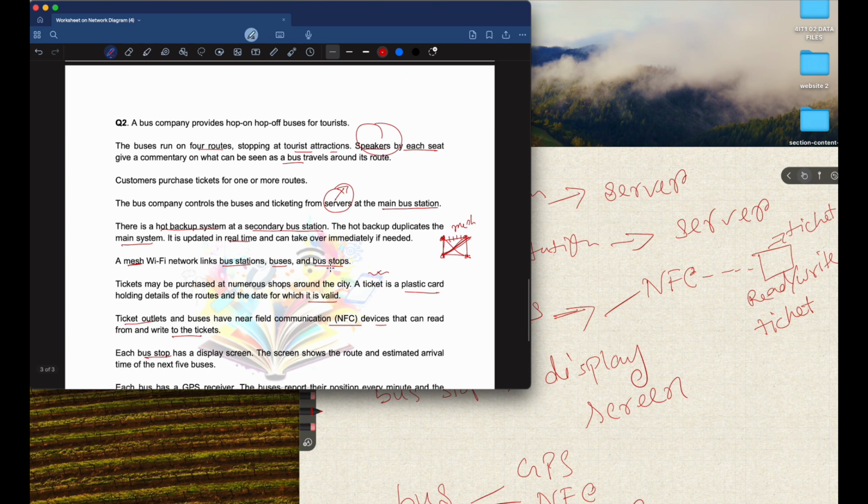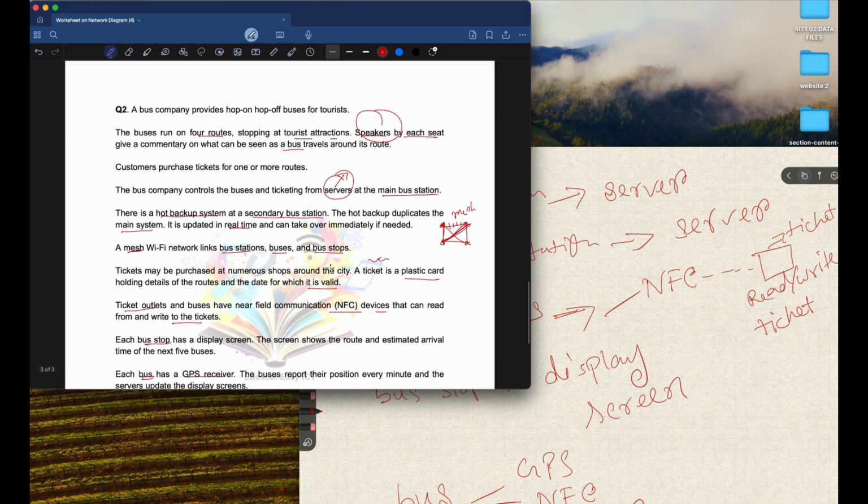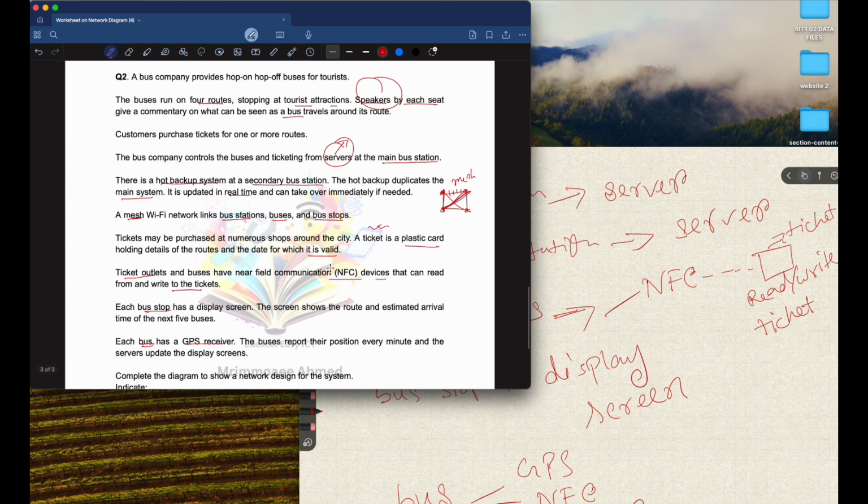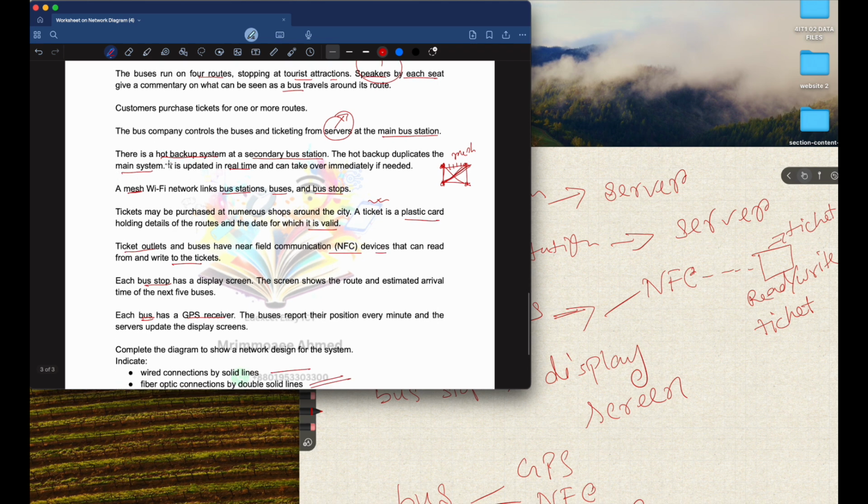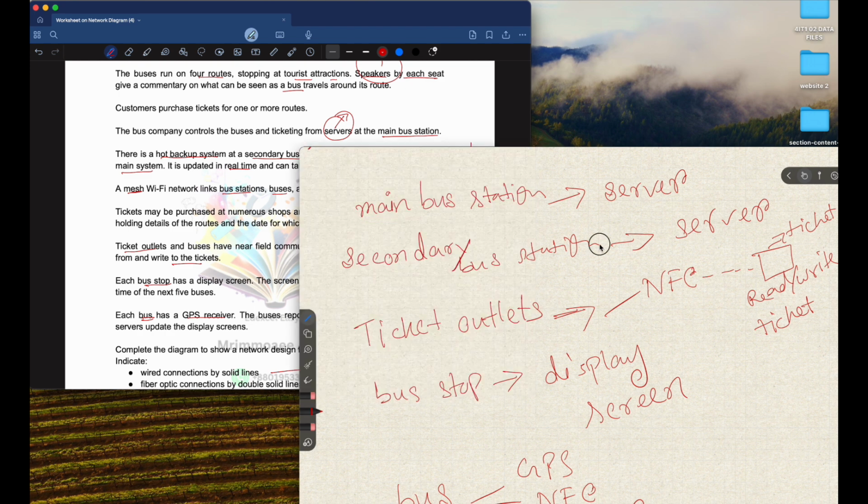Okay, now we will think about the mesh ones. They say that the mesh connection will be on the bus station, buses, and bus stop. So this is the bus station, the secondary bus station and the bus. The connection will be with these. So there will be no connection with the ticket outlet.